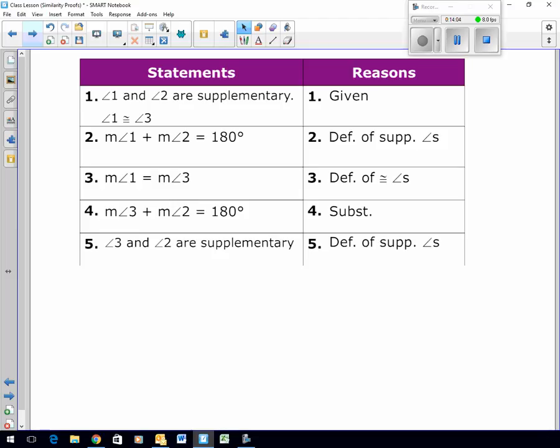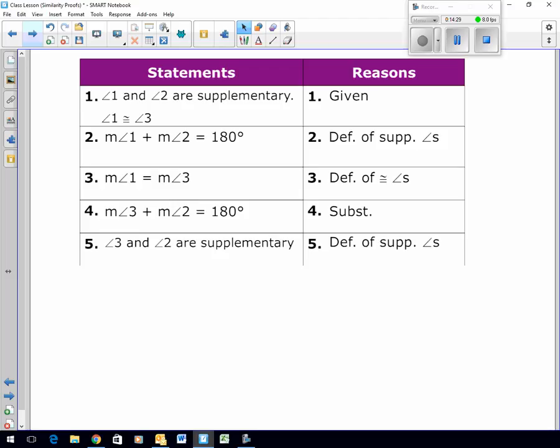What do I start with? Given. Y'all hear me? I'm telling you right now, I will give you credit if you start every proof with given. I didn't say you'd get it completely right, but I will give you credit. I will not count off if you get that part. You'll at least get 1 point.